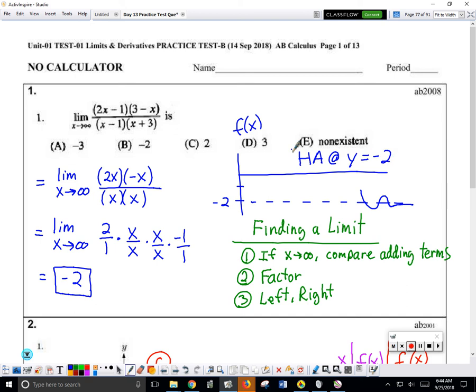It's critical that you always connect the finding of a limit as x approaches infinity to the fact that once you found that limit, you've also found the horizontal asymptote of the function.